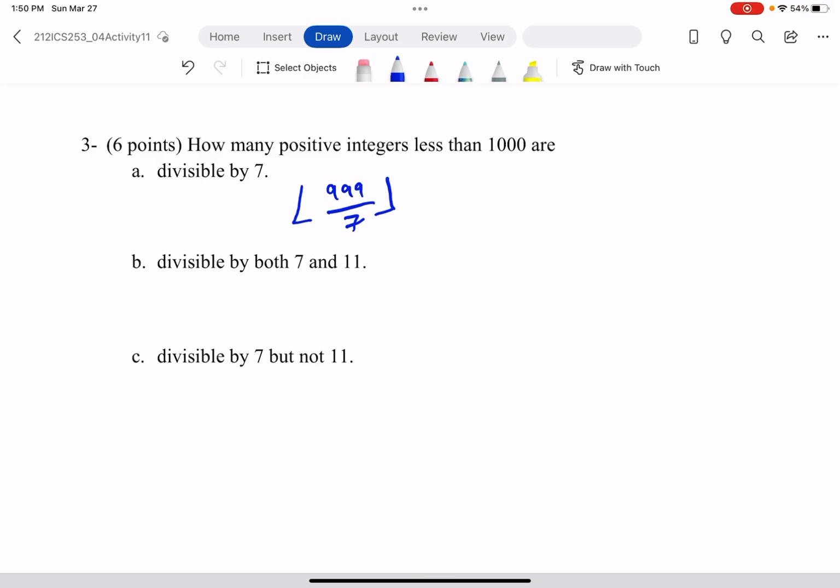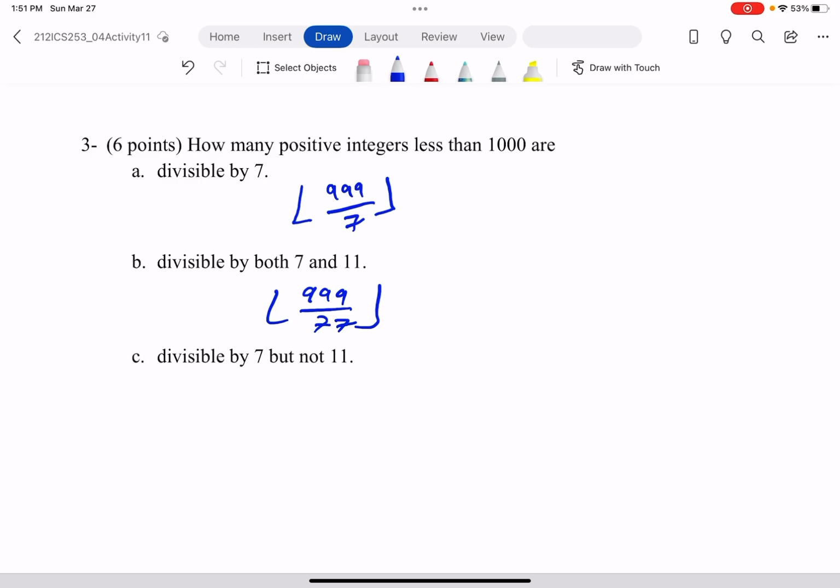Okay, who gives me part B? Yes. Just divide by 77. Okay, so this is 999 divided by 77, right? Why divided by 77? Because it is divisible by both 7 and 11, right? What if it was by 7 or 11? What will be the value? Add, and then? So floor of 999 divided by 7, plus floor of 999 divided by 11, minus this number. Right? Exactly the same as question number 1.